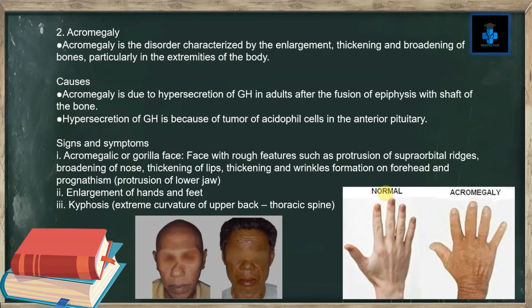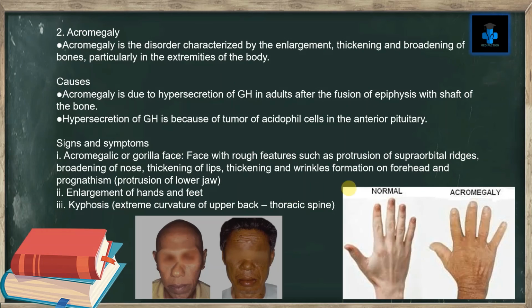Signs and symptoms are number 1, acromegalic or gorilla face, that is, face with rough features such as protrusion of supraorbital ridges, broadening of nose, thickening of lips, thickening and wrinkle formation on forehead. Here you can observe that. And prognathism, which means protrusion of lower jaw.